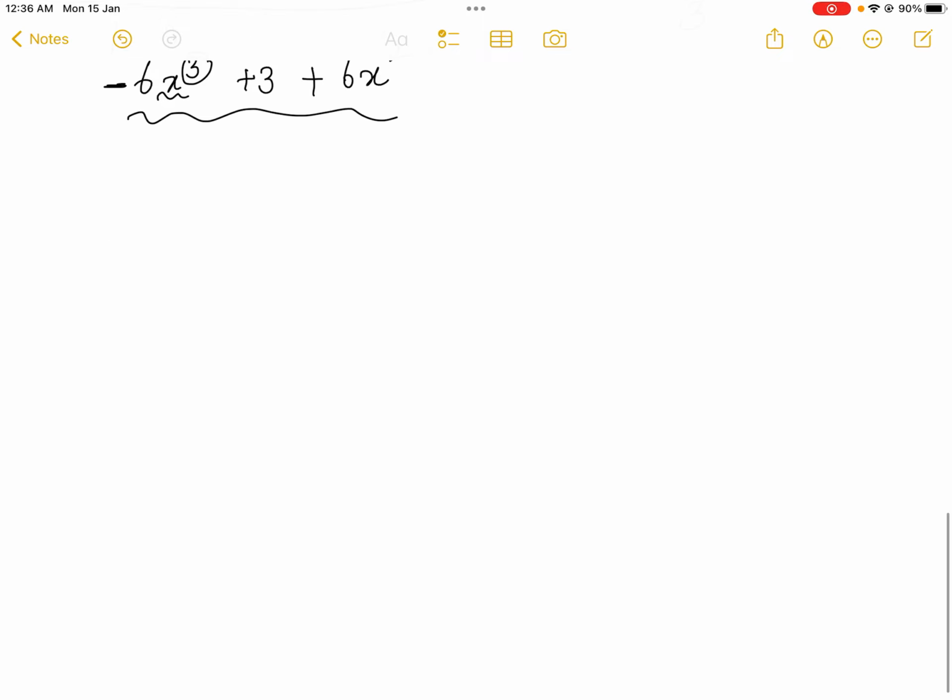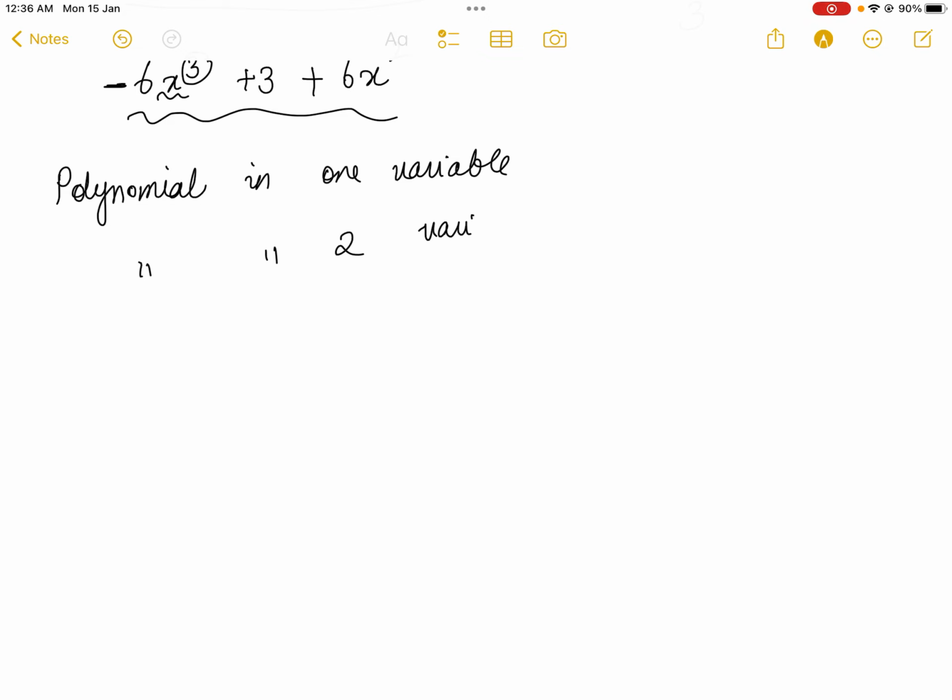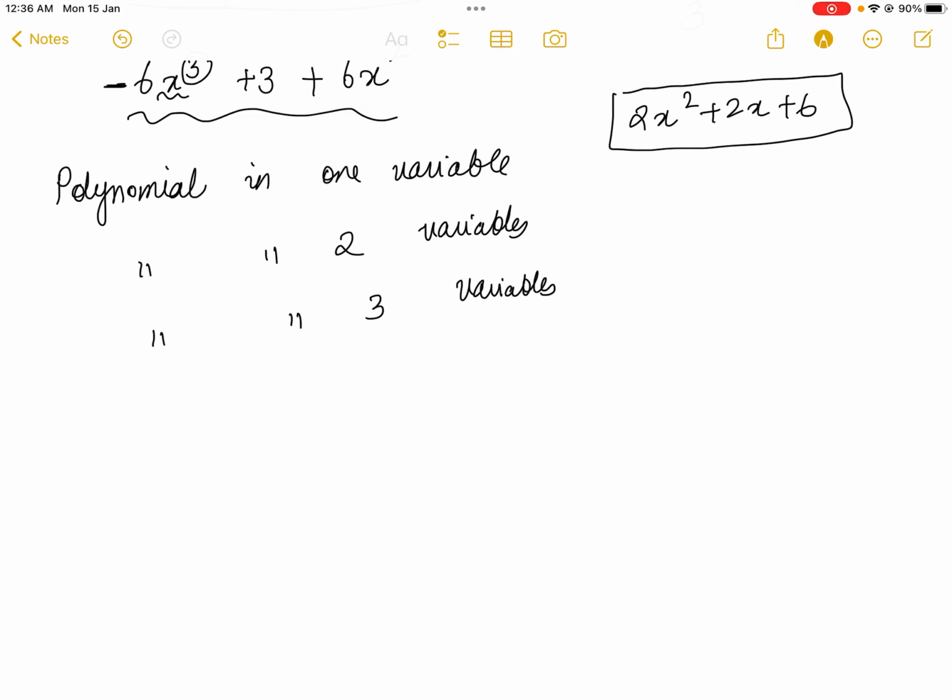All right, now you'll have polynomials in one variable, then you have polynomials in two variables, and polynomials in three variables. What are these? Suppose you come across an algebraic expression like 3x squared plus 2x plus 6. What is this? This is a polynomial with one variable, because the variable is just x alone, right? x cubed plus 7 is also a polynomial with one variable, right?